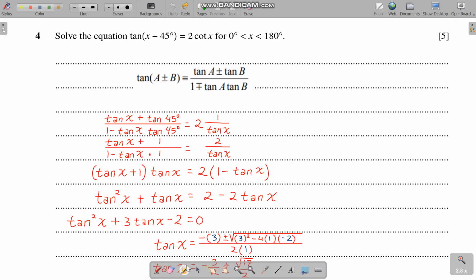You gotta memorize the definition of cotangent. Cotangent is actually 1 over tangent. So now we use a calculator. Tangent 45 degrees is 1, so this is also 1.